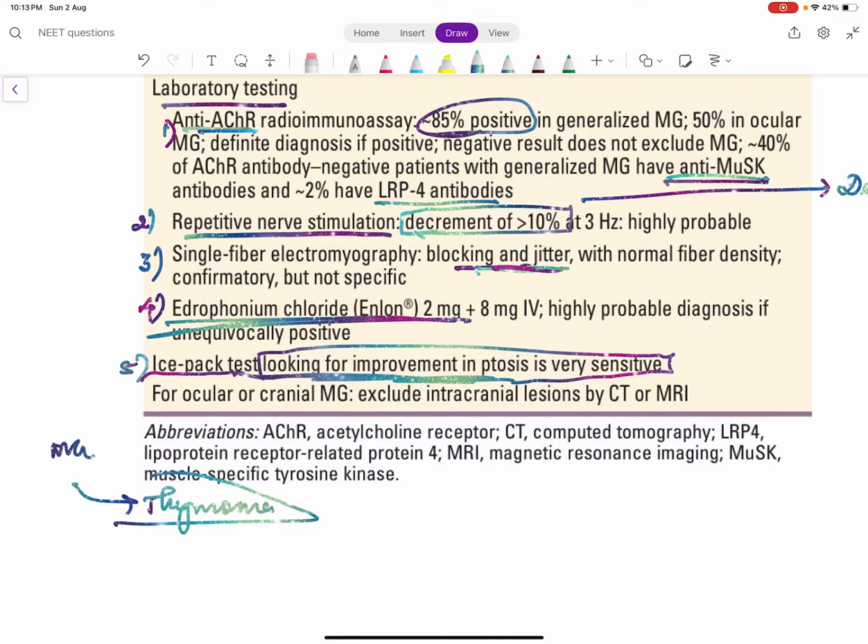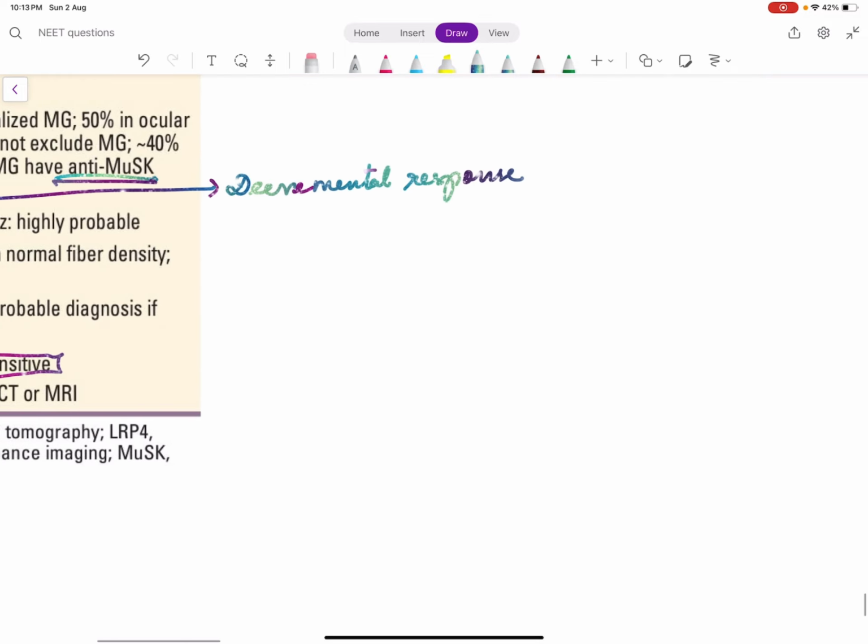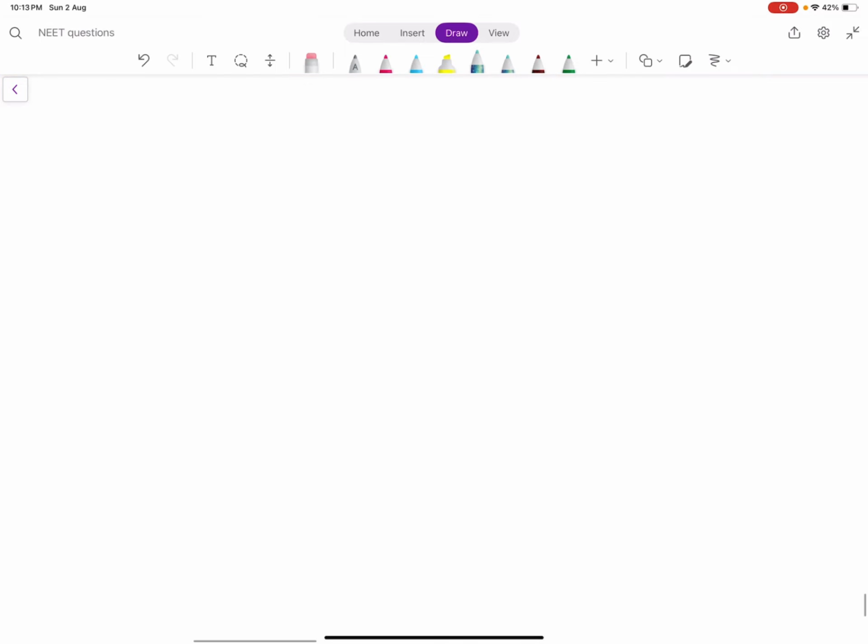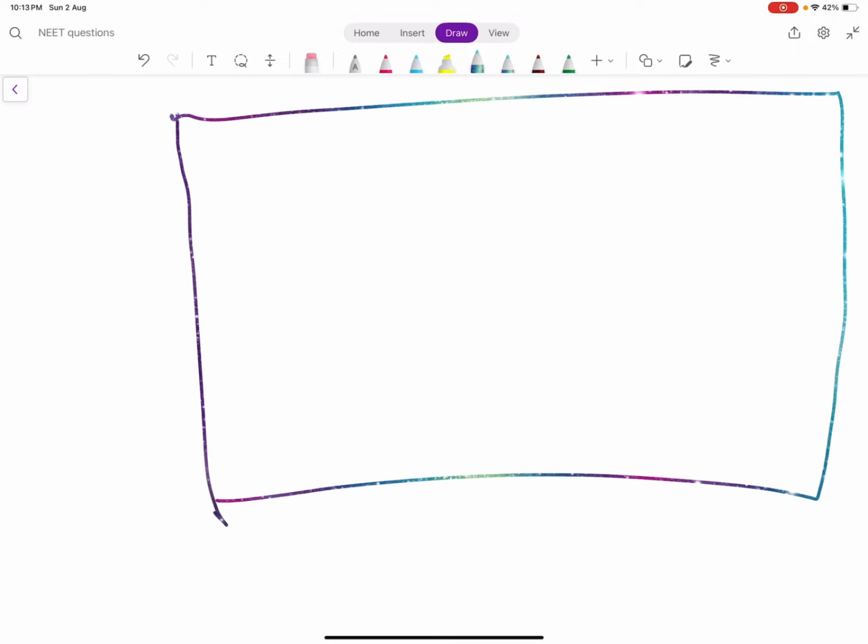So thymoma patients usually have myasthenia gravis. So these are the important points to remember. So when discussing myasthenia gravis, we have an important differential diagnosis. There is something called congenital myasthenic syndromes.